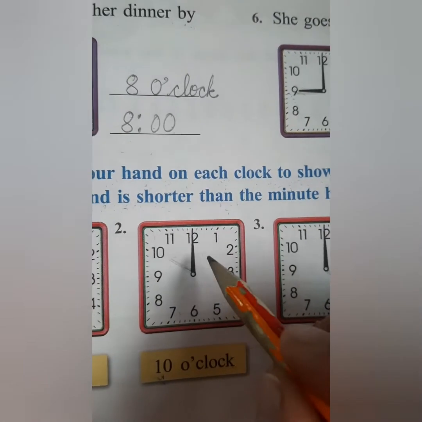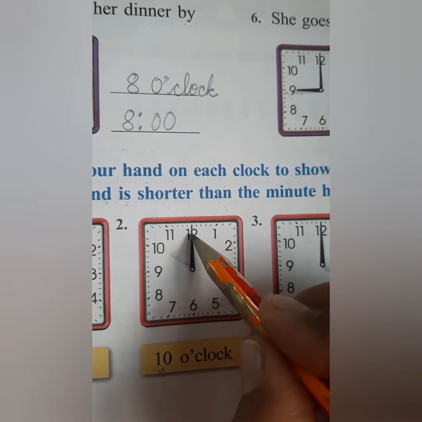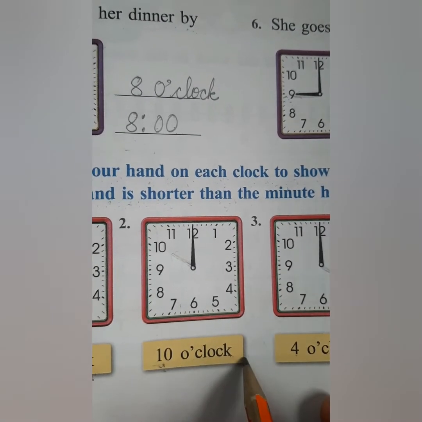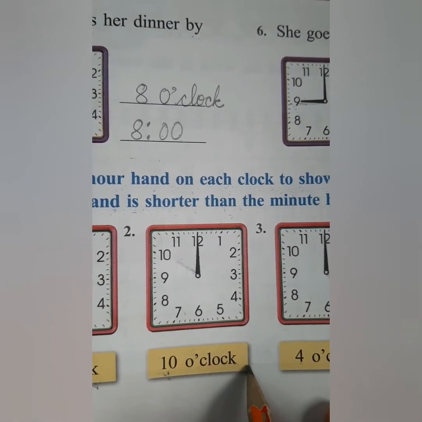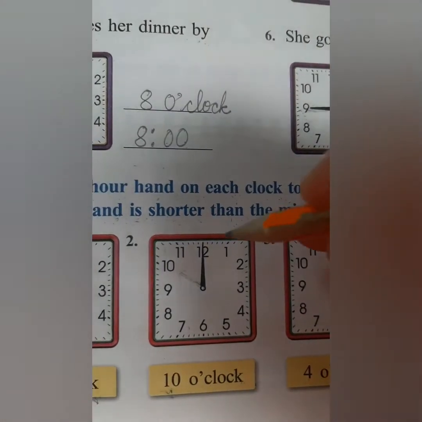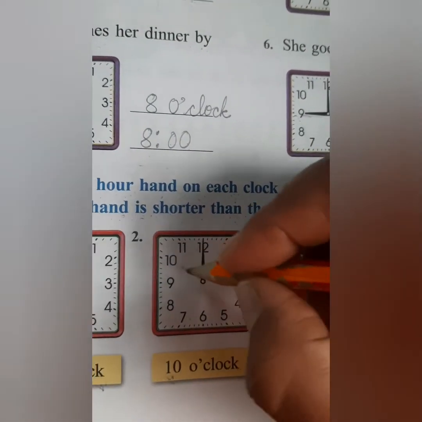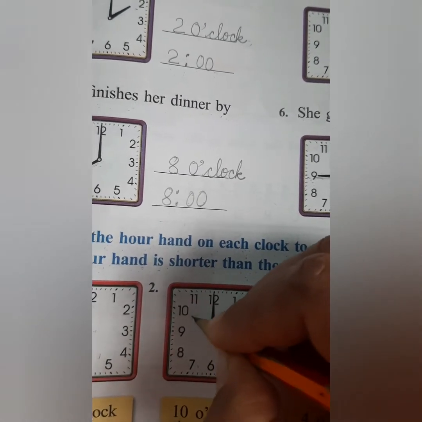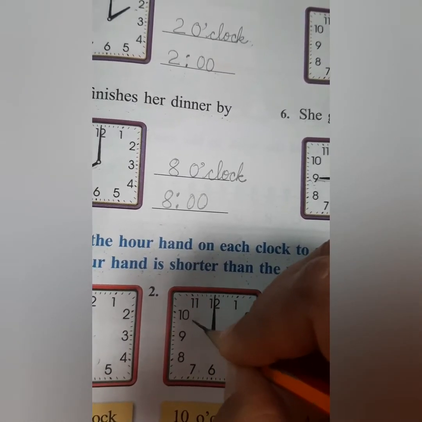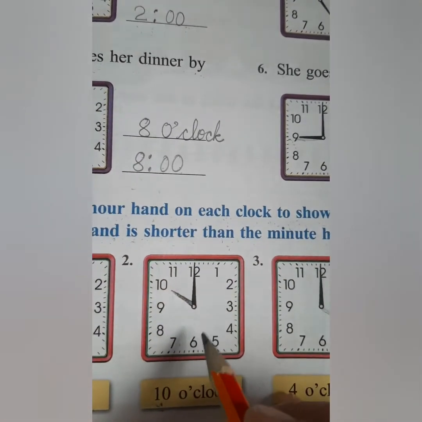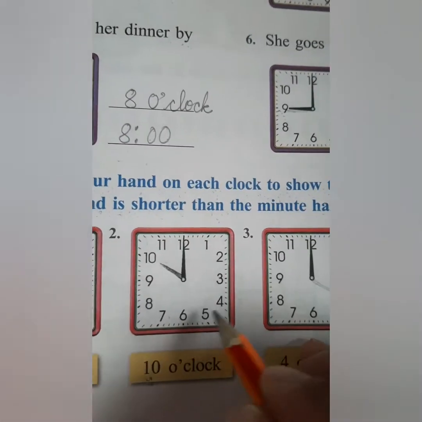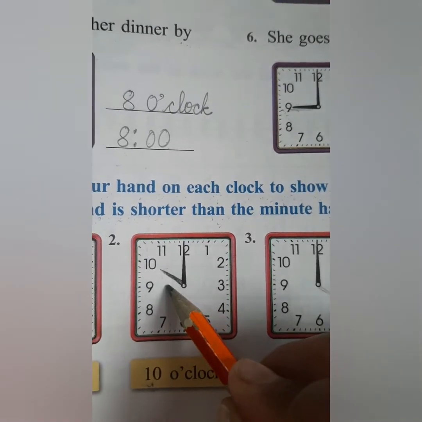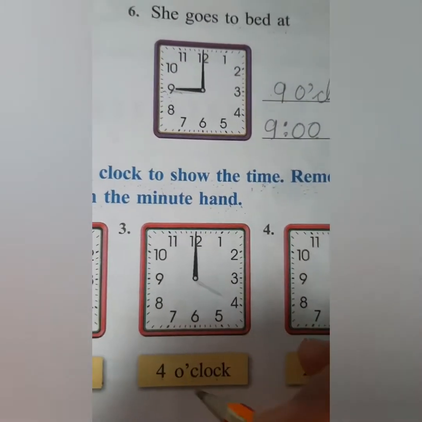Here you can see the minute hand is on number 12 and what time is written here? 10 o'clock. So we have to draw the hour hand where? Here, number 10. Okay, we will draw the hour hand here to show the time. What time is it? Yes, it is 10 o'clock. Okay, now let's move to the next one.